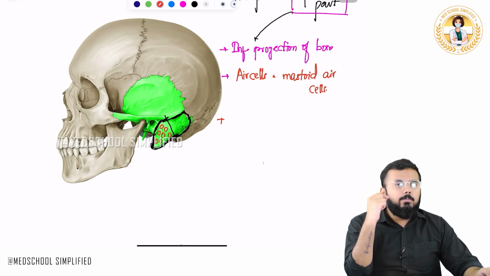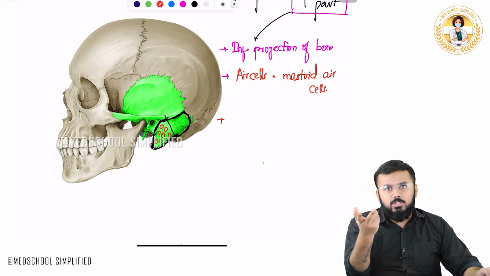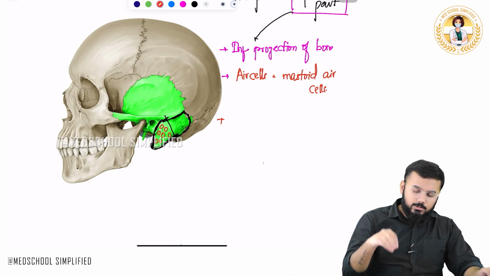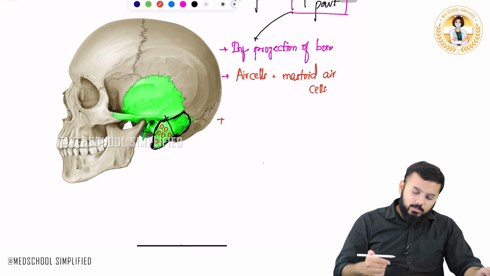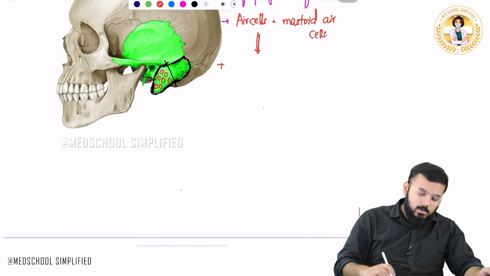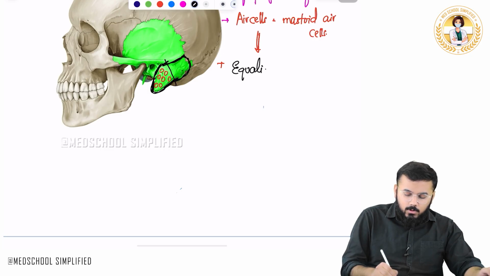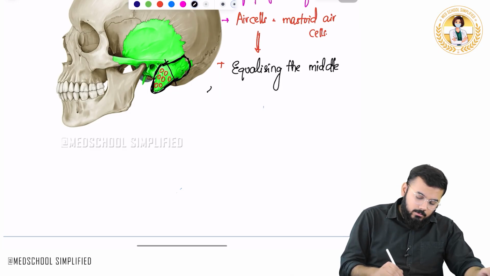So if the pharyngotympanic tube is blocked or dysfunctional, in that case what will act as the equalizer of pressure? That is your mastoid air cells. So mastoid air cells are responsible for equalizing the middle ear pressure.